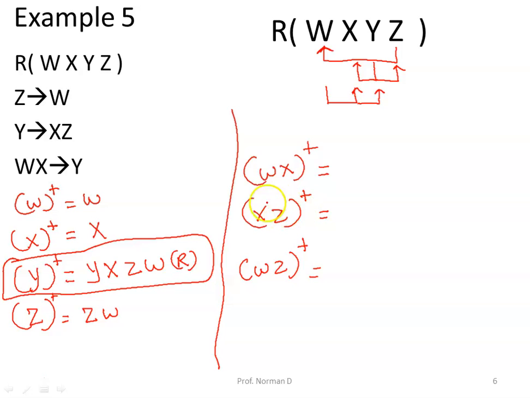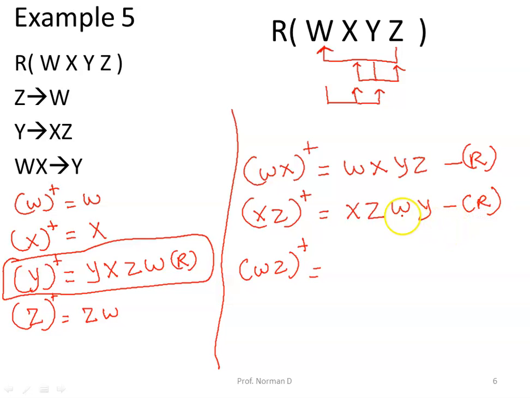So when we calculate the closure on WX, what do we get? The closure on WX will give you WXY, and Y gives XZ. So here we are getting the relation R. Calculating the closure on XZ, the closure on XZ is XZ, and Z gives W, X gives Y. So here also we are getting the relation R. Now calculating the closure on WZ, the closure on WZ is WZ, Z gives W, that's it. So this is not a candidate key.